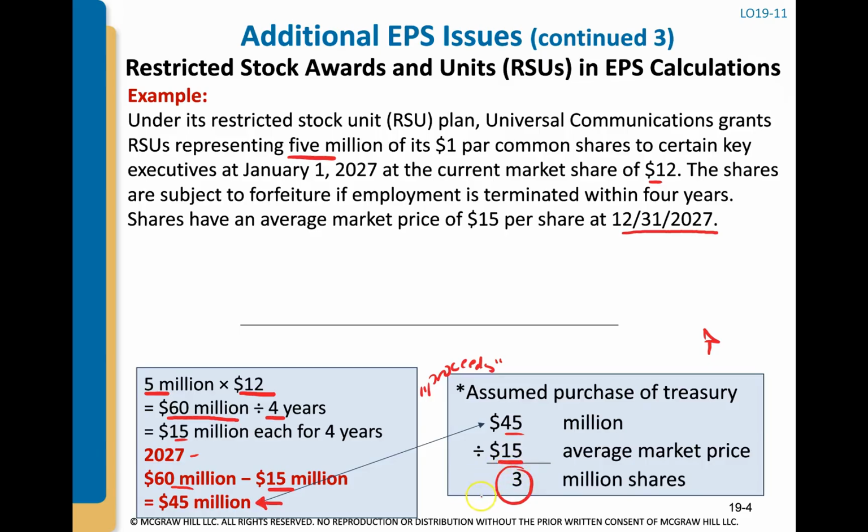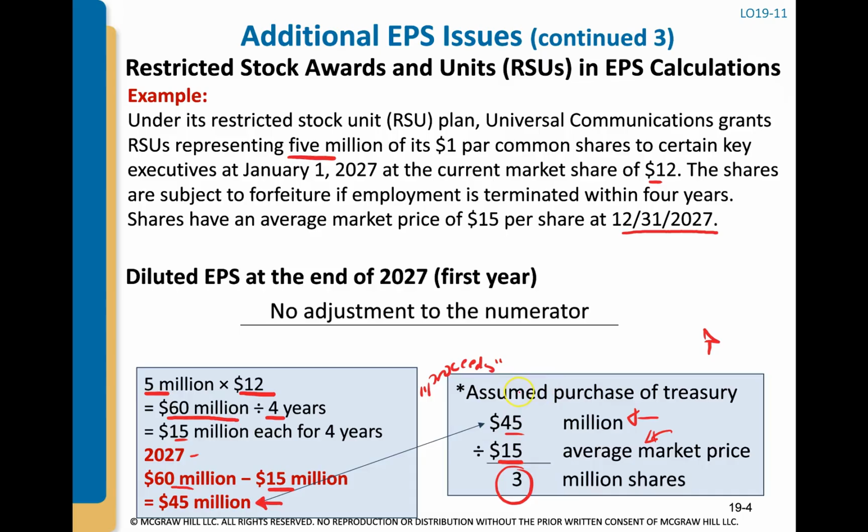Now, again, I just want to reiterate that this actually has not happened. This is just for purposes of calculating the diluted earnings per share. None of this happened, right? The company did not receive $45 million. The company is not buying back 3 million shares. This is just all for this calculation, these assumptions that we make.